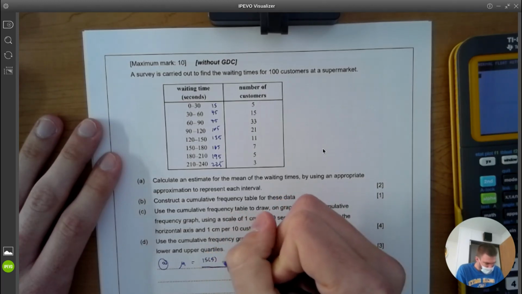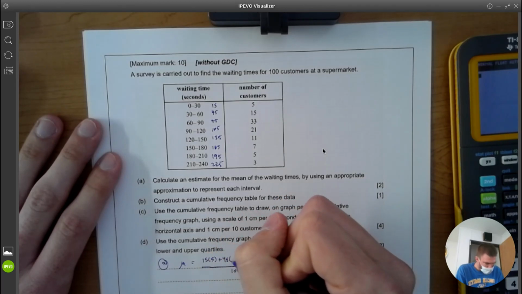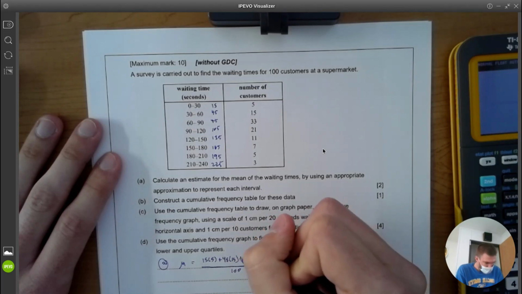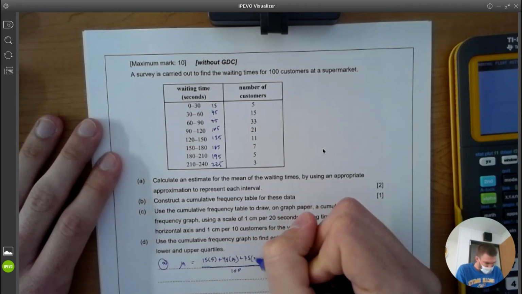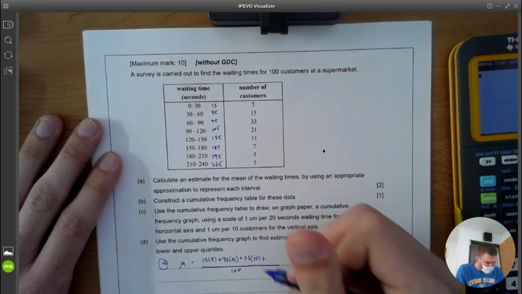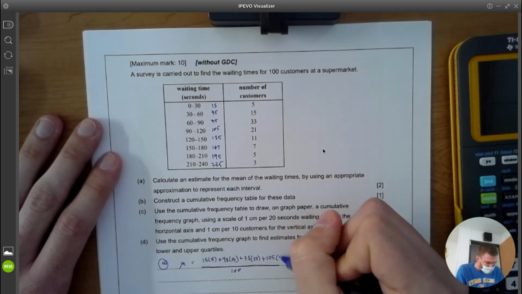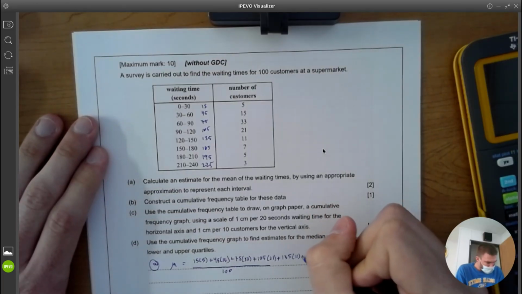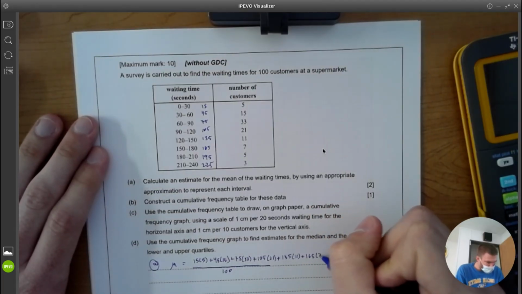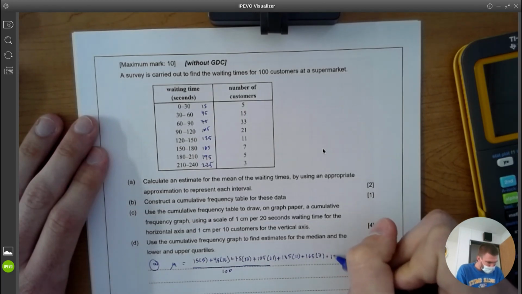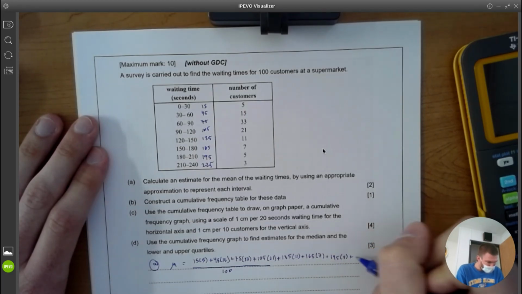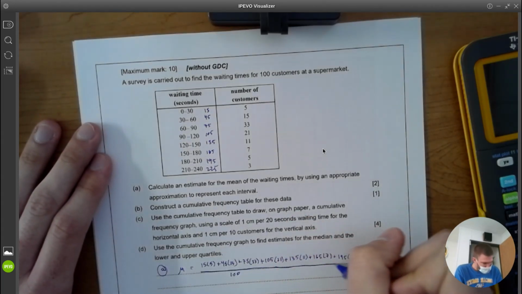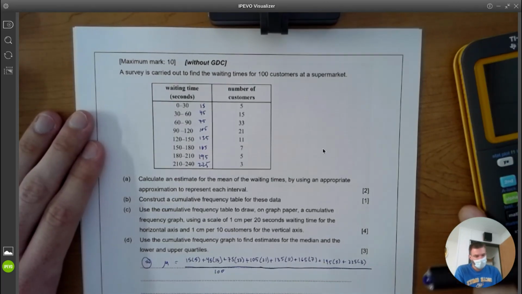15 times 5 plus 40 times 15. 75 times 33. 105 times 21. 135 times 11. 165 times 7. 195 times 5. 225 times 3. Definitely underestimated how big I would need that to be.